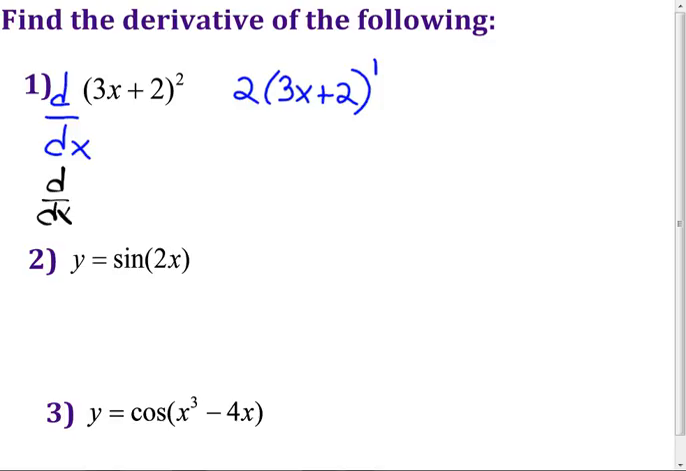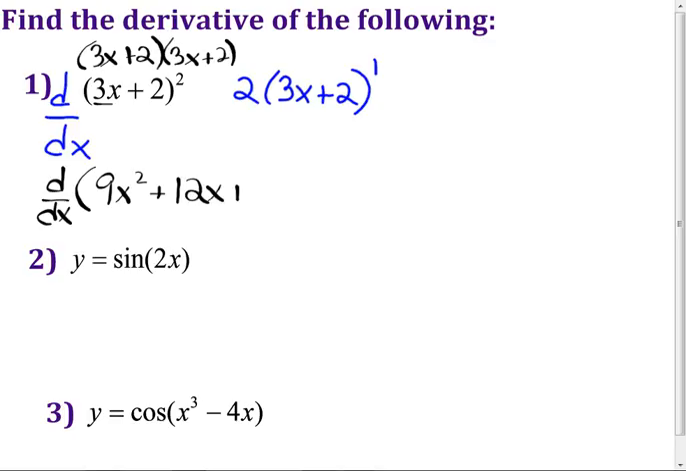Sure. Does anybody know what this is when I multiply it out? Careful, you're going to square it. It's 3x plus 2. Let's multiply it out, because I got to get the same answer there. Okay, so it's 9x squared, because we know how to do this, right? Plus 12x plus 4, which doesn't matter, because what's the derivative of 4?